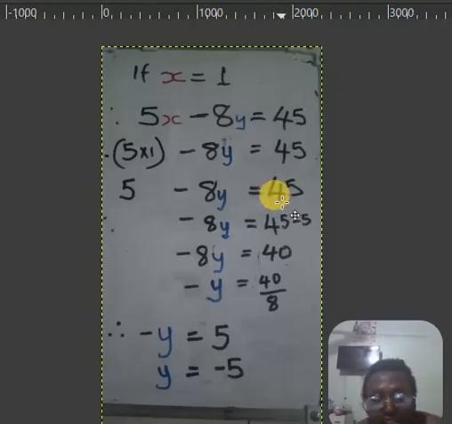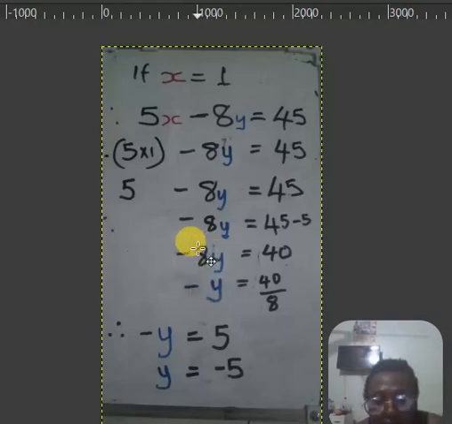Now we need to rearrange this equation so that we have like terms on one side. So let's take 5 to the other side. So minus 8y is equal to 45 minus 5. Why? Because with plus 5 on this side, when it gets to the other side, it becomes a minus. So that is why we have 45 minus 5, which gives us 40. And the minus 8y still remains here. So next we need to get rid of this 8 because we want to find what y is. So y has to be alone on one side.